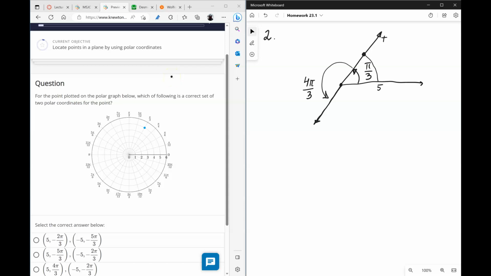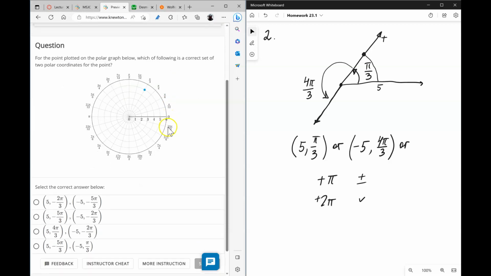So the two answers are 5 and pi over 3, or it could be 4 pi over 3 and negative 5. Are these the only two? No, there are others. So pretty much the rule is every time you add pi, you have to change plus to minus. And if you add 2 pi, then you don't have to do anything.